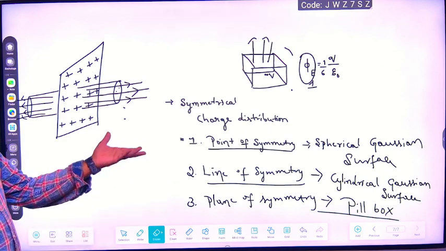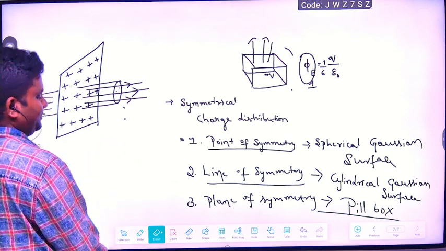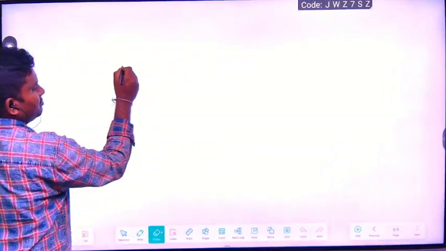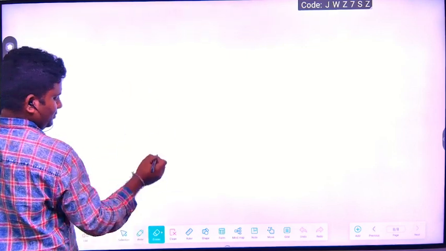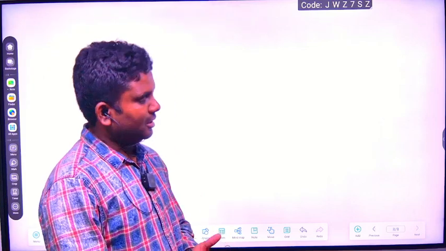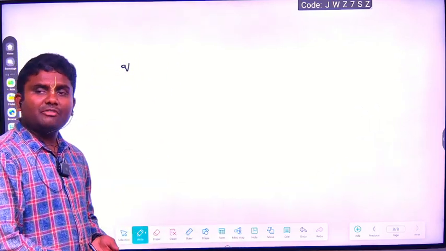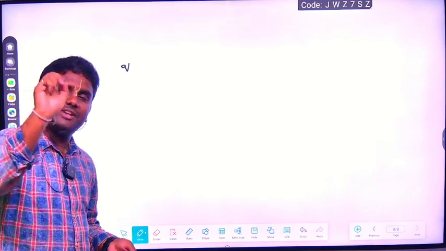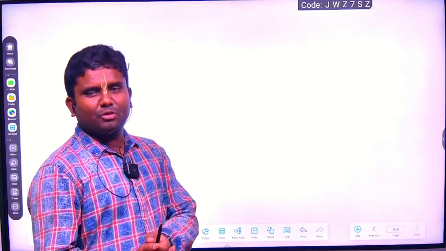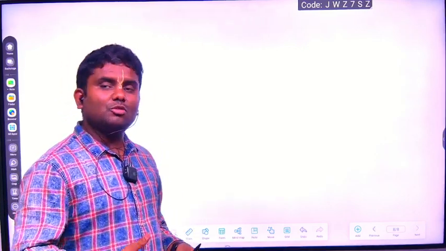One example with a point of symmetry is the spherical Gaussian surface. I will take it. If, for example, a charge is there. See, the importance of Gauss law is that however many charges there are, we can find the total electric flux and electric field, but you can't find that using Coulomb's law. Coulomb's law gives just the force between charges, whether it is one charge or multiple charges. But Gauss law gives so much more information.